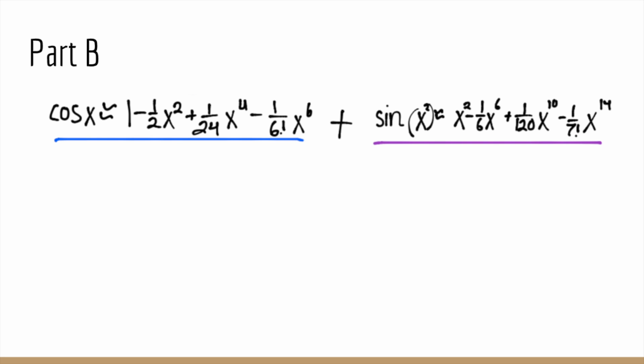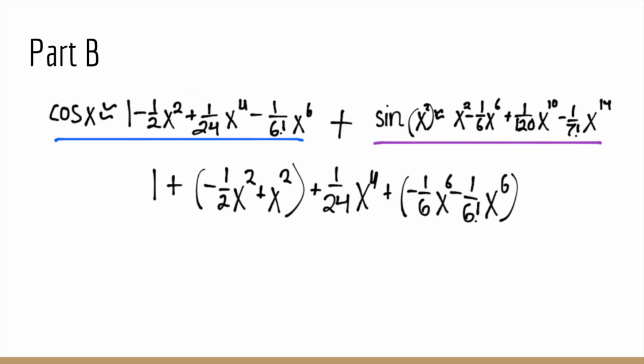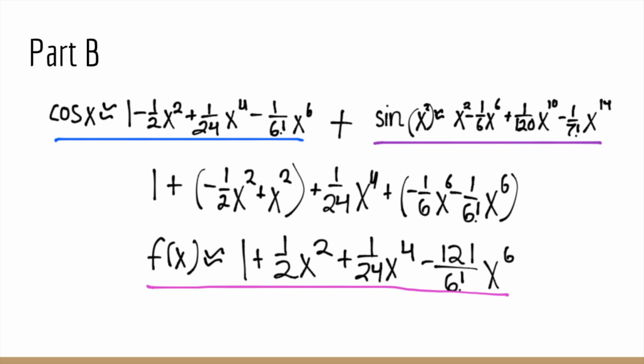So now you have to add together the two four-term approximations to find the four-term approximation for f of x. And we see that the 1 and the 1/24 x to the 4th stay the same here because they're only found in cosine of x. But there's overlap in the second and 6th degree terms. And since we're doing only the fourth term approximation, we'll go ahead and drop the 10th and 14th degrees from sine of x squared. So this leaves us, once we do our addition, with the four-term approximation. F of x is roughly equivalent to 1 plus 1/2 x squared plus 1/24 x to the 4th minus 121 over 6 factorial x to the 6th.